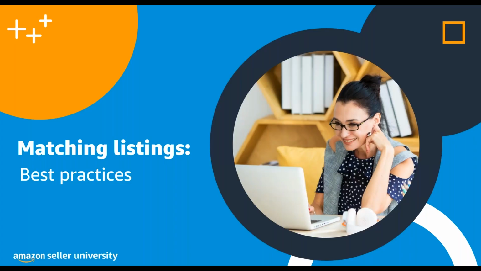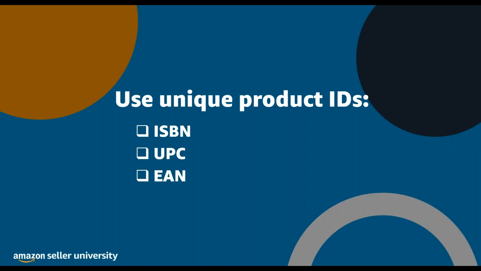So now let's cover some of the best practices for matching products to existing listings in the Amazon store. First, you're going to want to be sure to use unique product identifiers for your listings. You can use standard product identifiers like the ISBN, UPC, or EAN. This is the most important factor in matching to existing listings.